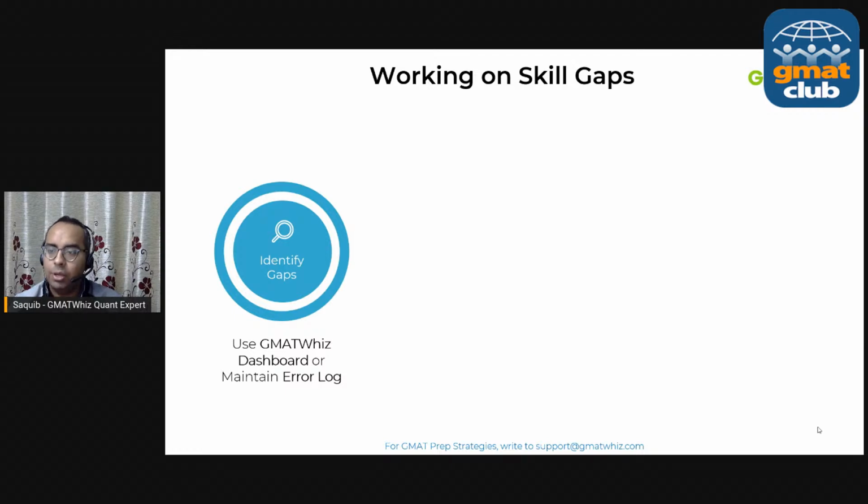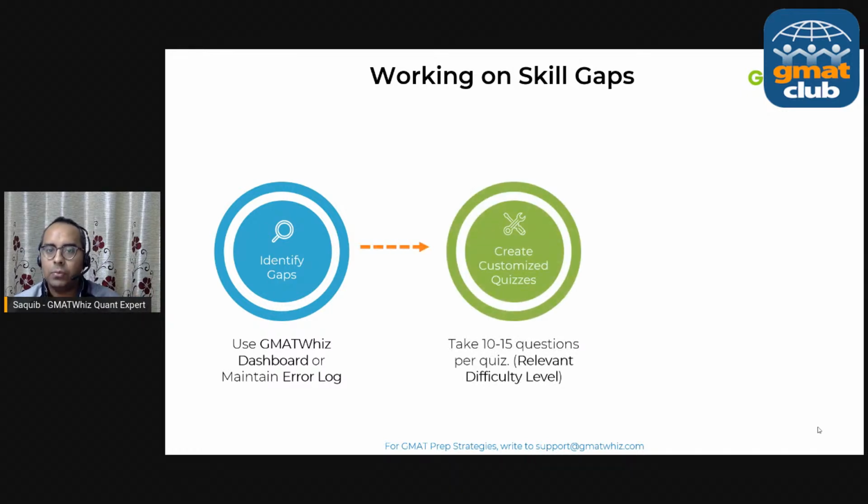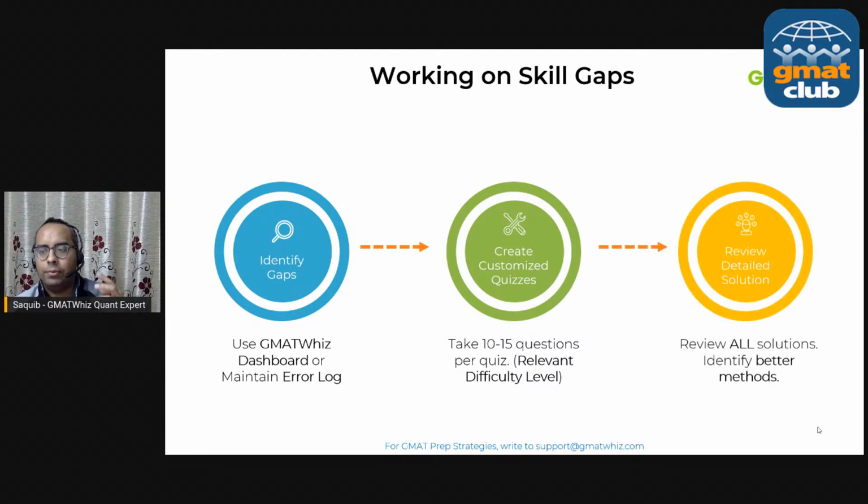What did you miss out here? Don't just say I did not draw the equation. Why did you not draw the equation? What inference did you miss? Or if you did not infer, write down that you did not infer. Ideally, if you want to work on your skill gaps, and this is under the assumption that you're done with your concepts, and now you're working on a methodical way of improving, solving questions and drawing inferences, then first of all, identify after doing a few quizzes where your gaps are. Then based on that, create customized quizzes on those particular skills and of a relevant difficulty level and try to improve. And review those solutions.